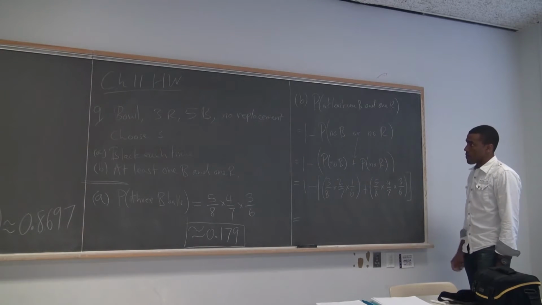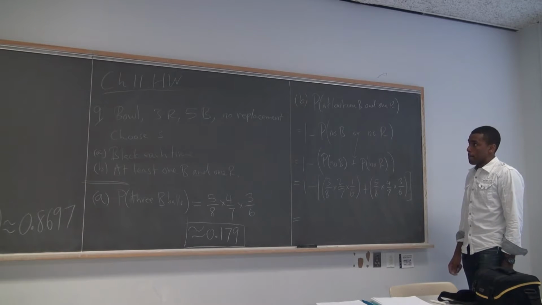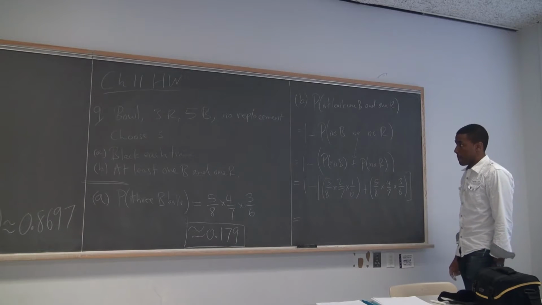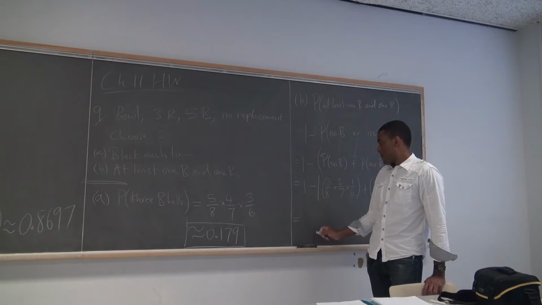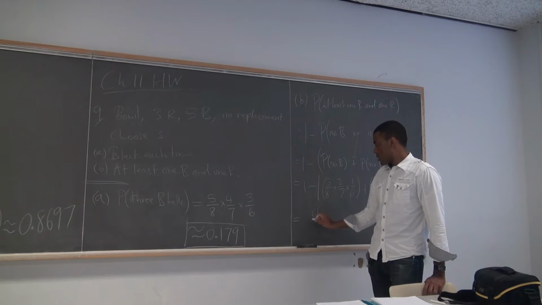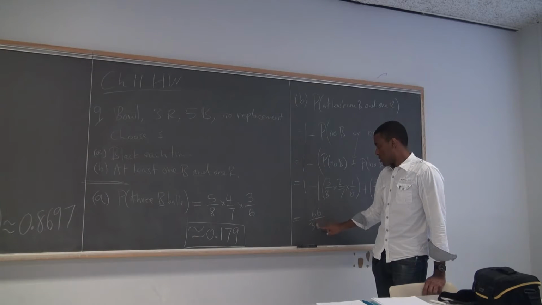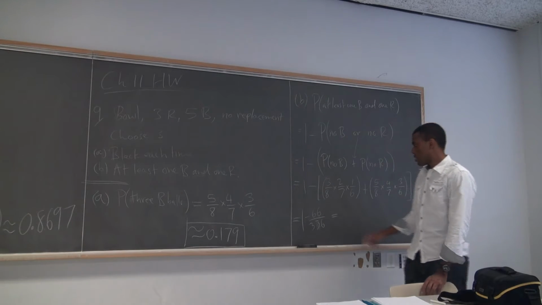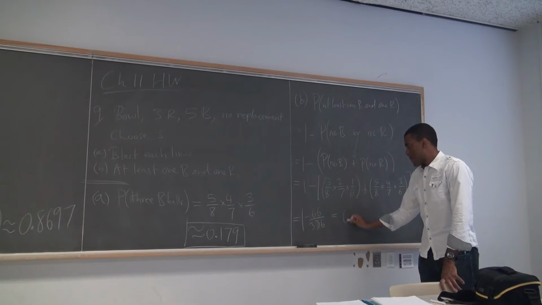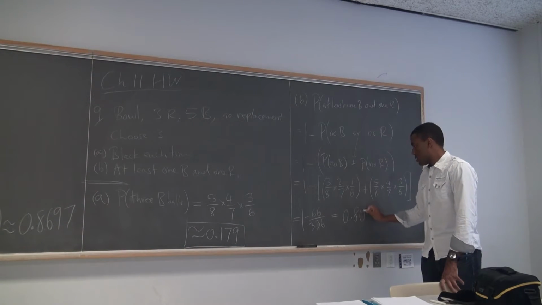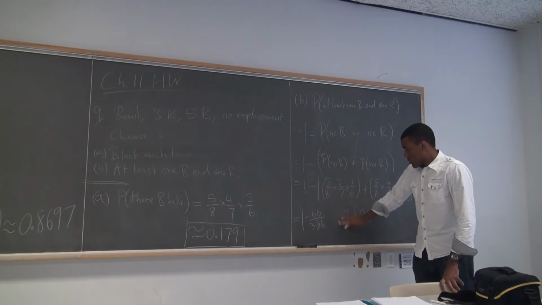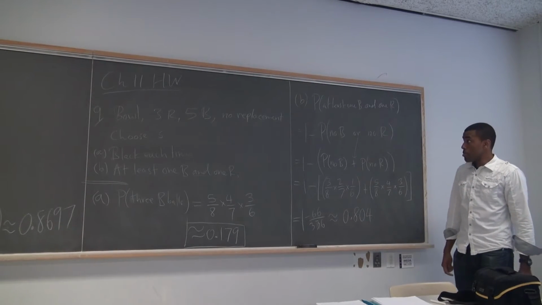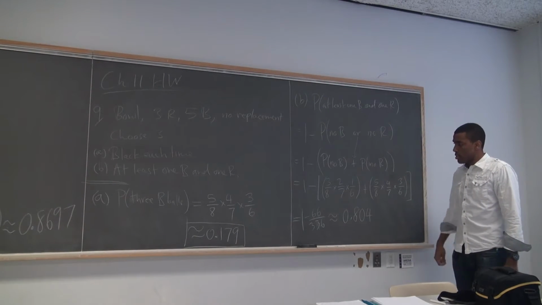And that was what? One minus 0.196 or 66 over 336. You have one minus that. So it would be what? 0.804. So there's roughly an 80% chance we'll get at least one or the other.